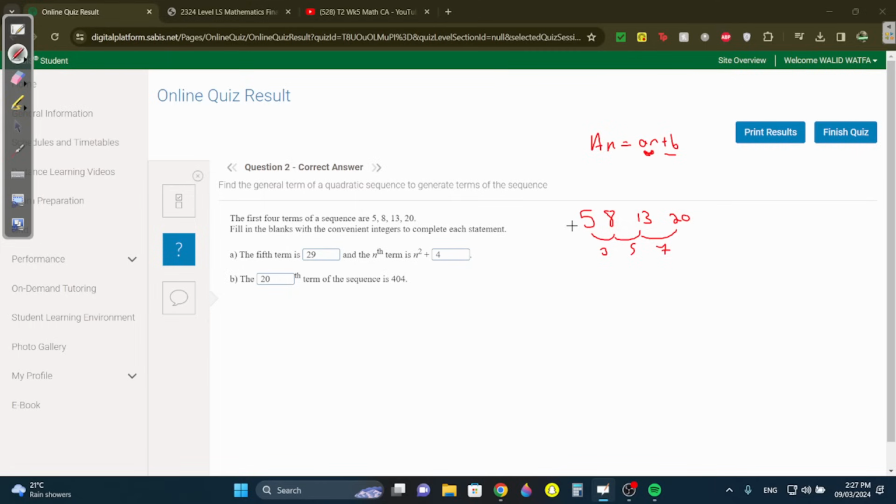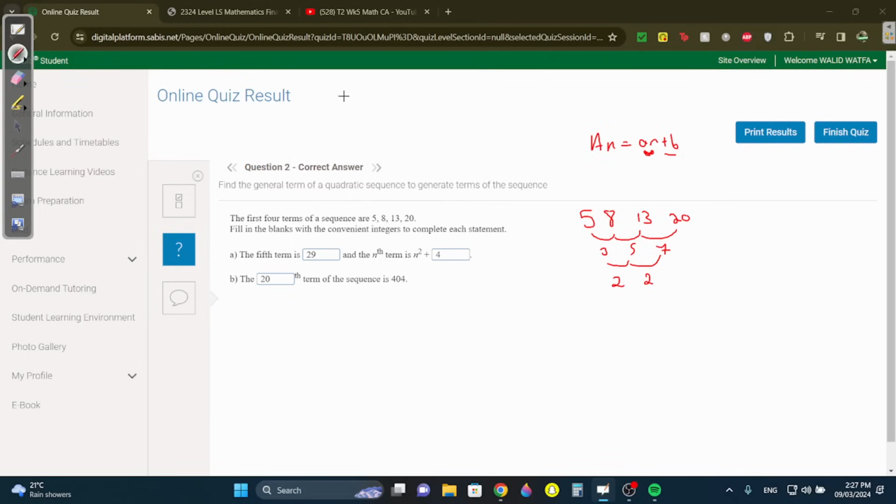You don't have a constant difference because the difference is varying. If you subtract these differences, 5 minus 3 is 2, 7 minus 5 is 2, you get your constant difference. That's after 2 sets, so this isn't a linear sequence, it's a quadratic sequence.